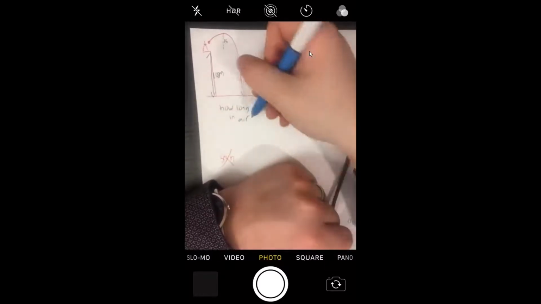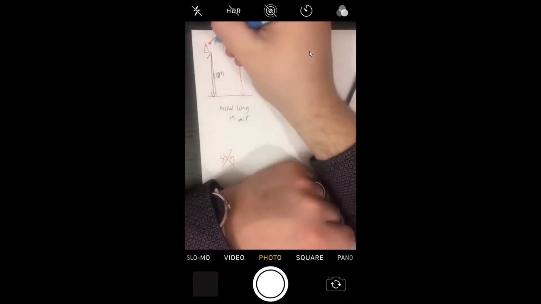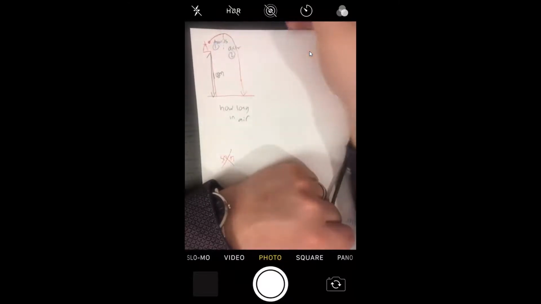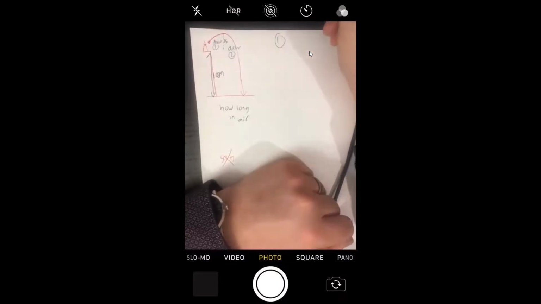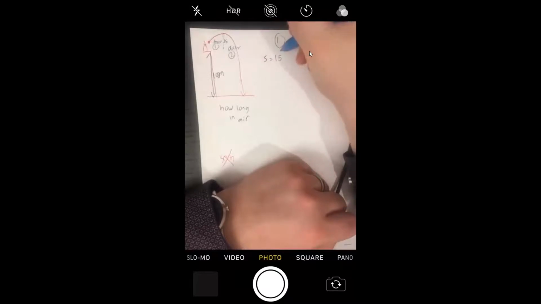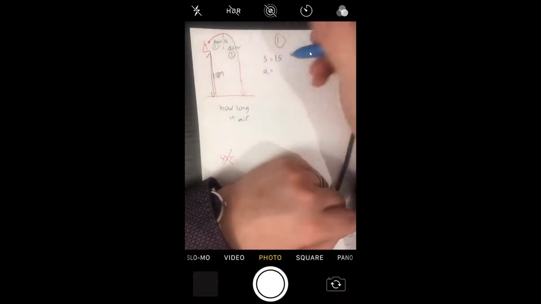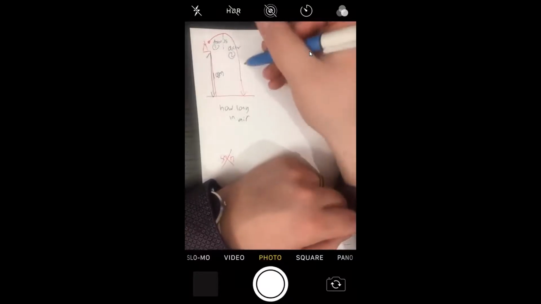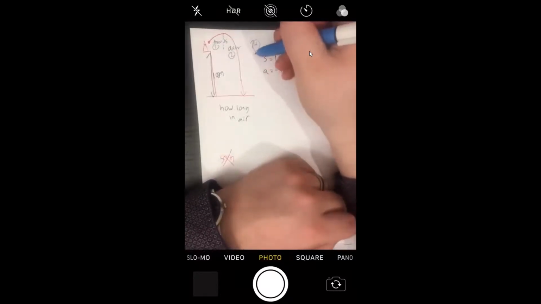So I'm going to break this down into two parts. I'm going to talk about the ascent and the descent. So going upwards and then going downwards. Let's talk about going upwards first. We know that it's traveling 15 meters because it went 15 meters up. We know that acceleration is negative 9.8. Now I say negative because I'm going to assume that up is positive.